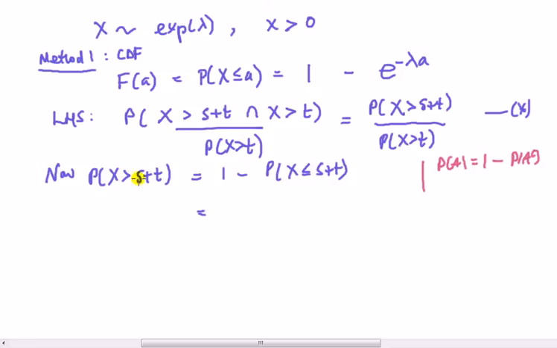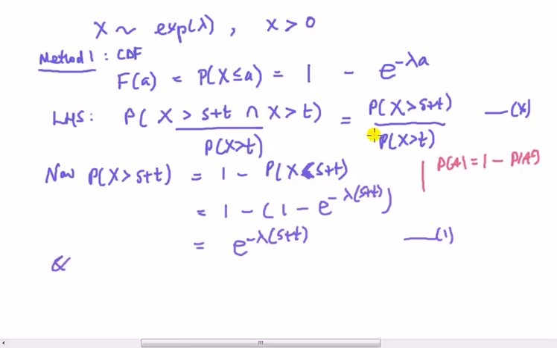X is bigger than that, X is less than that. Less than or equal to, I don't want to confuse you, so it's continuous, it doesn't really matter where I put less than or equal to, let's just put less than. Alright, okay, so I can substitute now straight into that here. So it's 1 minus (1 minus e to the minus lambda (s plus t)), which is equal to e to the minus lambda (s plus t). Call this 1. So that's the top bit evaluated.